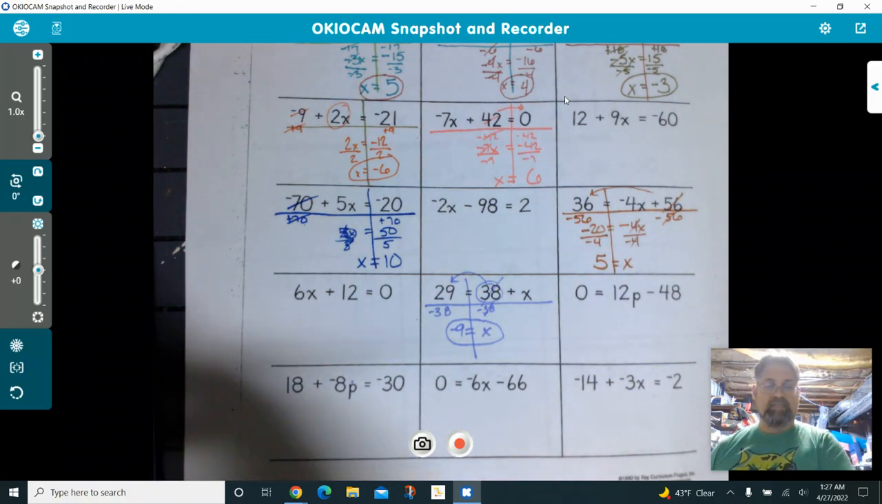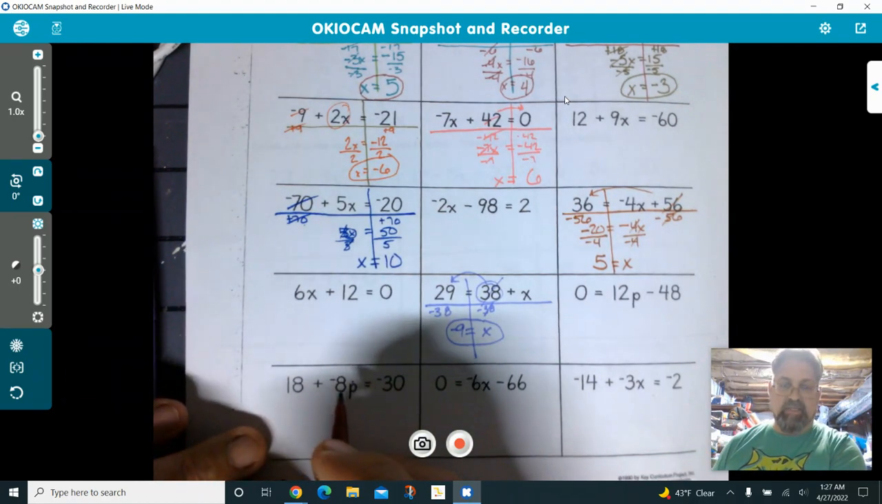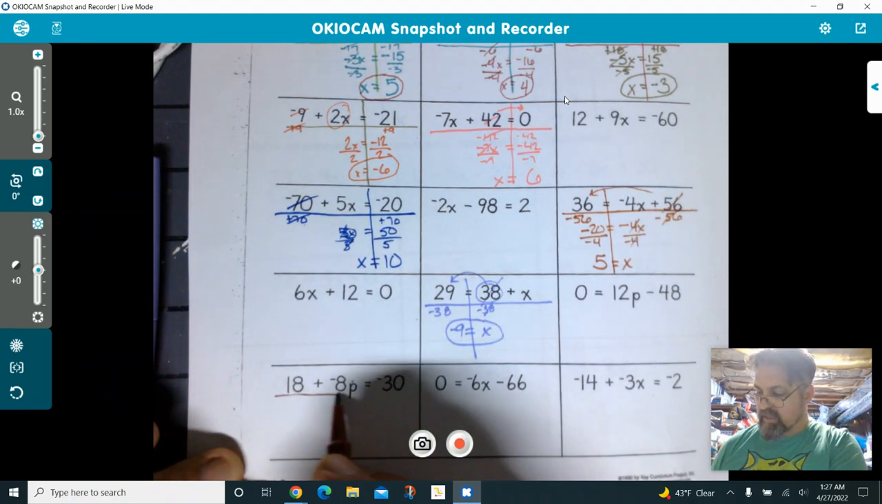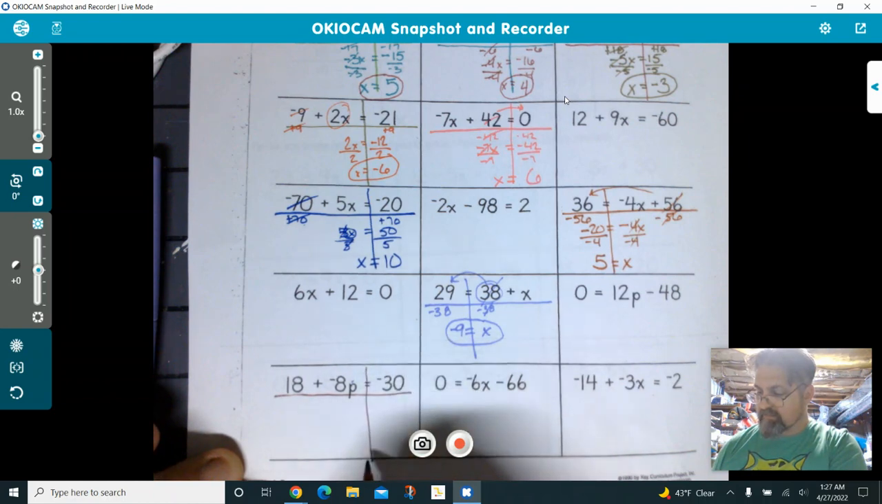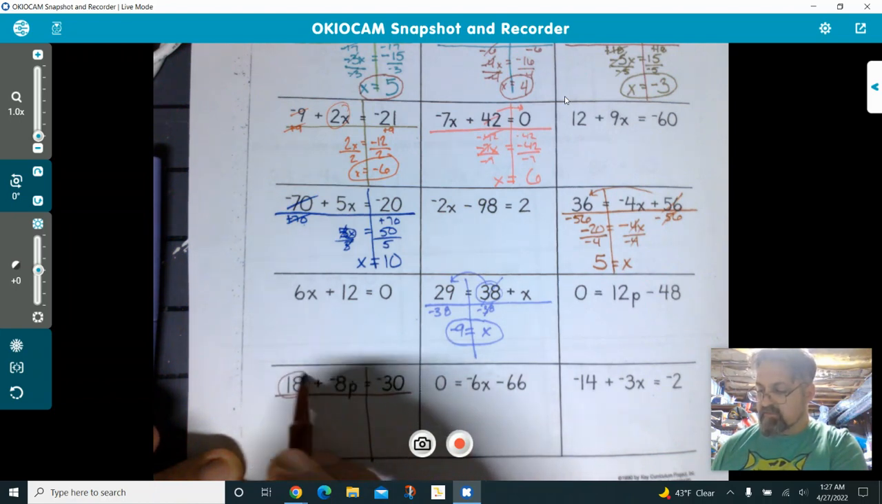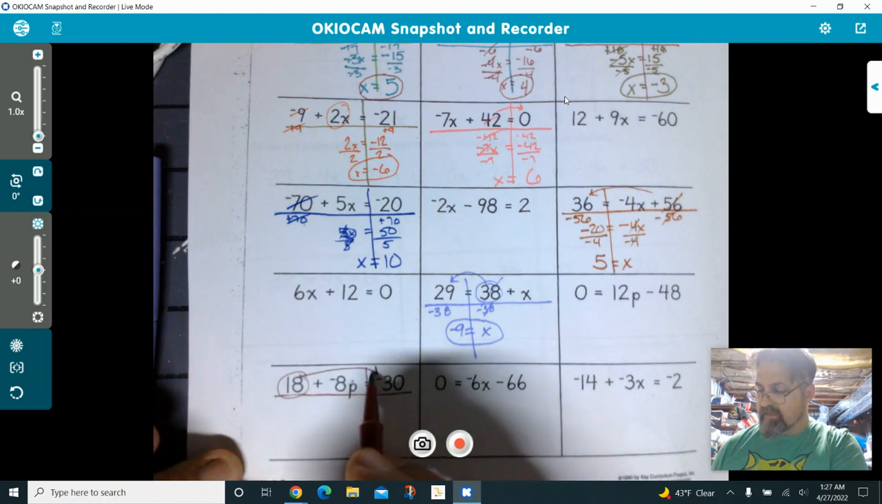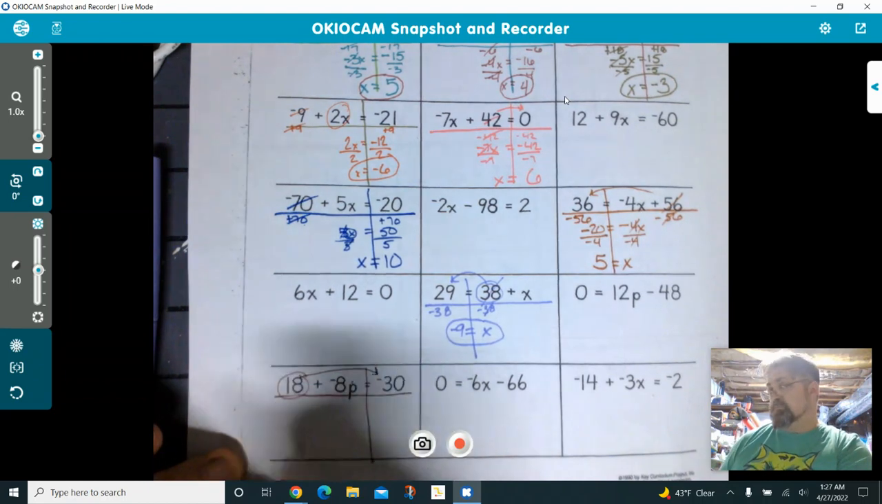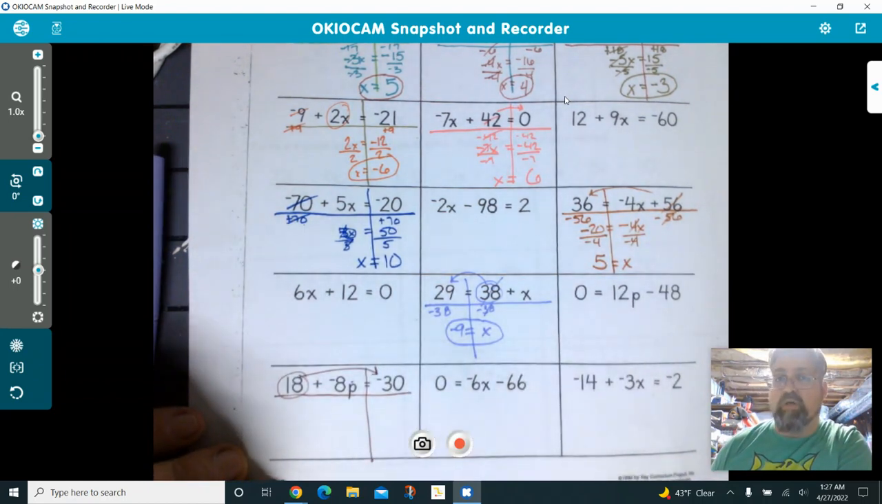All right, I'll do 18 plus negative 8p equals negative 30. I'm going to draw my lines, tee it up. Here's my letter, so I'm going to keep all my letters on this side. Keep all my plain old numbers on this side, which means I have to move that 18 to that side. What's the opposite of plus 18 or standard 18 or positive 18 or whatever you want to call it?